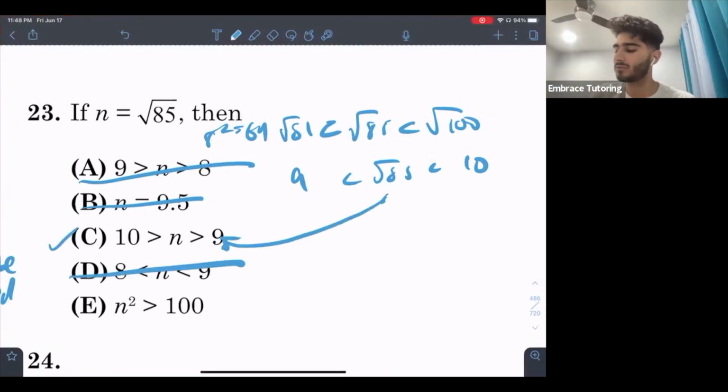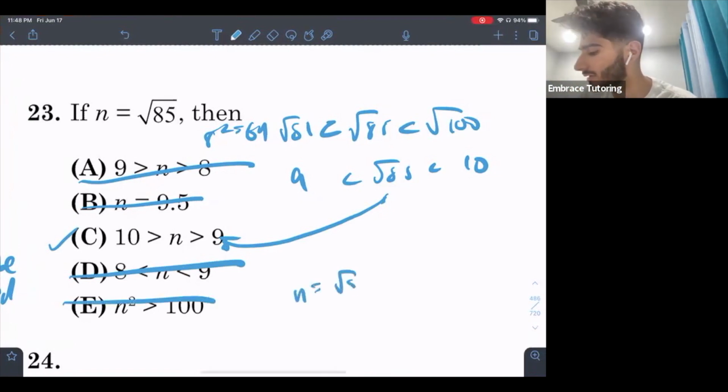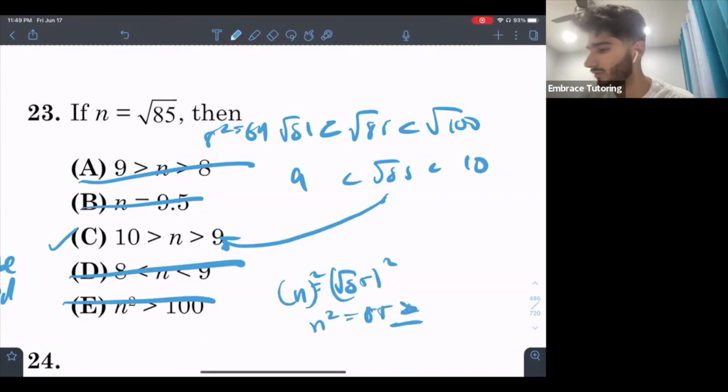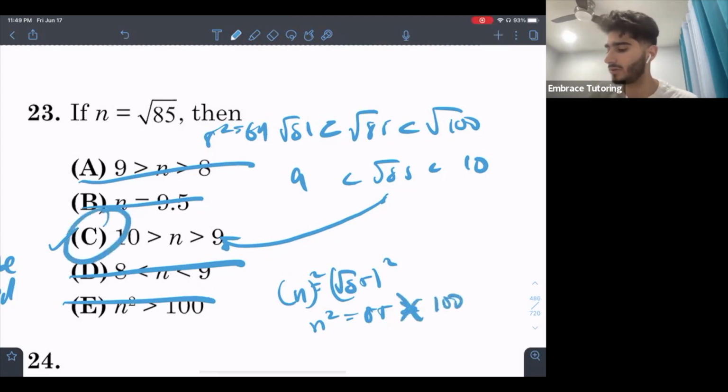This is not possible. And n squared is not greater than 100, because if n is equal to radical 85, square both sides, n squared is equal to 85, which is not greater than 100. So our answer is choice C for question 23.